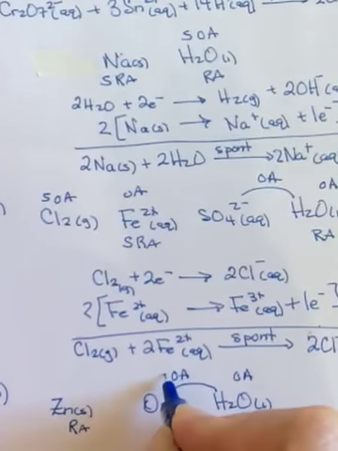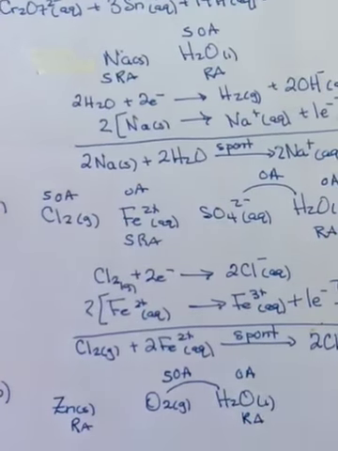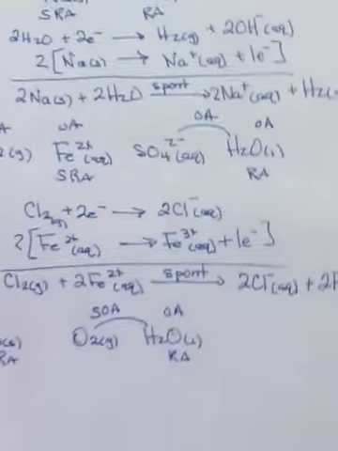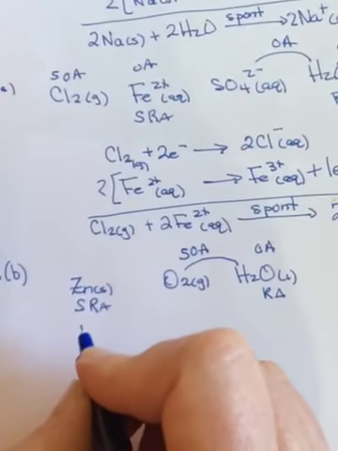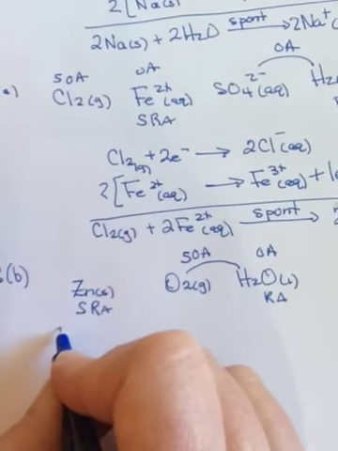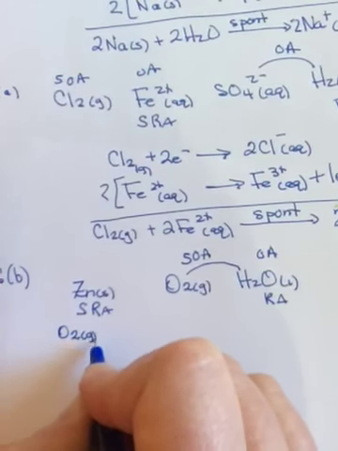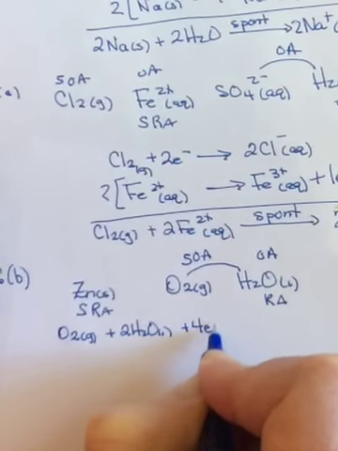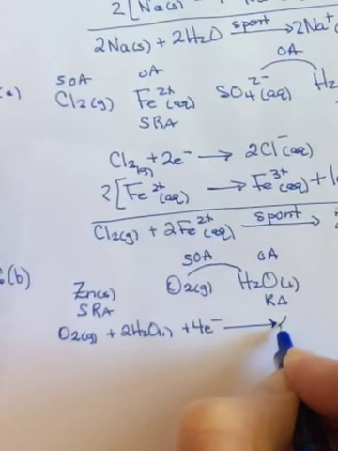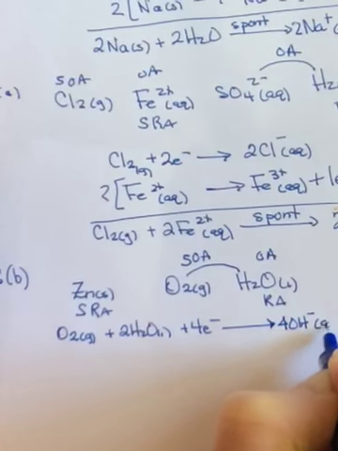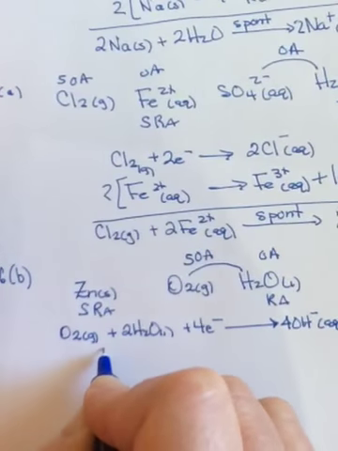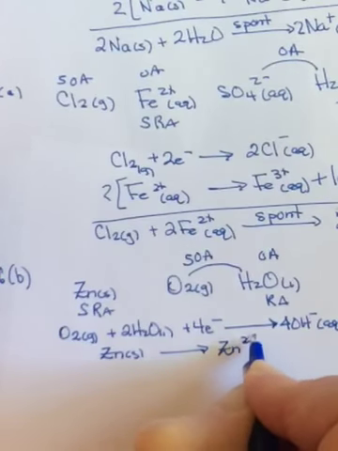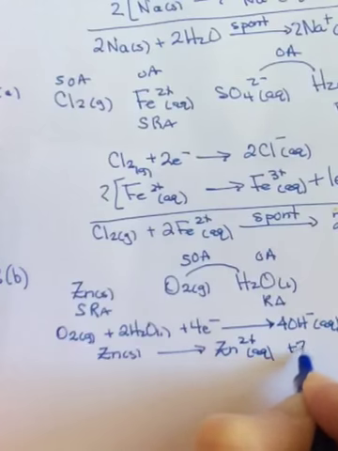Which one is the strongest OA? It's going to be the oxygen one again. And which one is the strongest RA? You'll find it's the zinc one that's lowest, closest to the bottom of the table. So write down your two half reactions. It's that same oxygen half reaction we've used before: O2 gas plus 2 H2O plus 4 electrons goes to 4 OH negative aqueous. And then zinc solid goes to Zn2 positive aqueous plus 2 electrons.